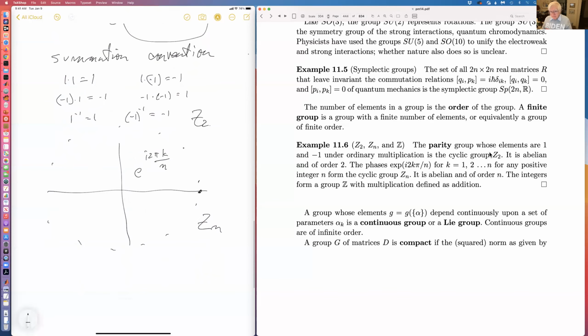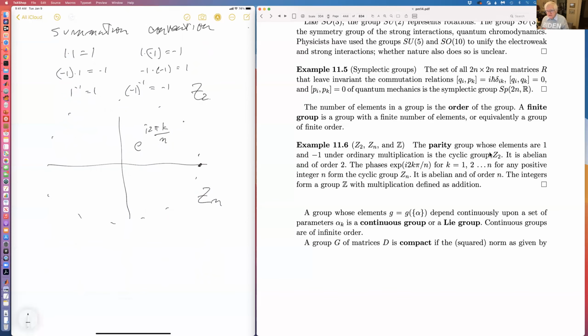And another group of infinite order is simply the integers. And the integers, just n1 plus n2. In other words, abstract multiplication is just defined to be addition. And then you can see that all the normal rules apply. n1 inverse is minus n1, and multiplication is associative. The identity element e is just the integer 0.